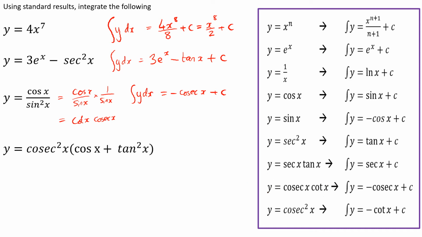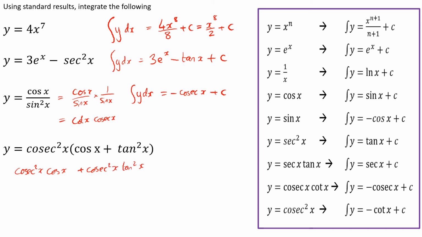And the last one, again, similarly annoying. What we'd probably want to do is expand. We don't have an integration rule for brackets or anything yet. So we'll do that. Cosec squared cos, and we've got cosec squared tan.